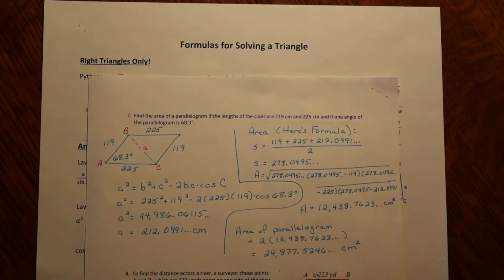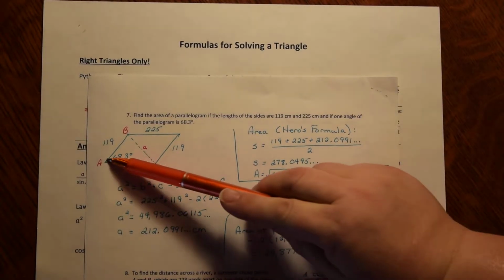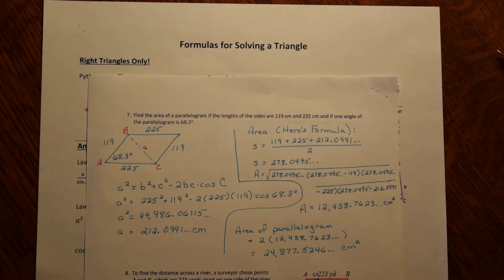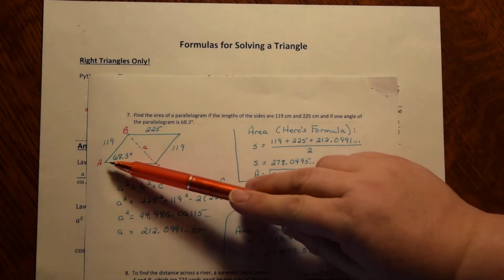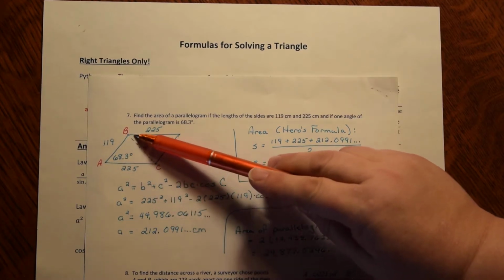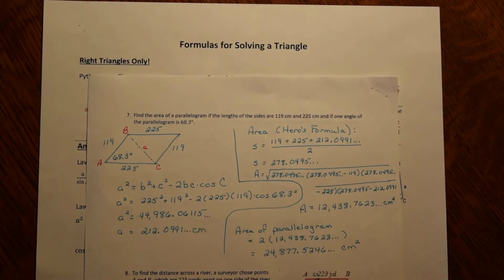It says find the area of a parallelogram if the lengths of the sides are 119 and 225 centimeters, and if one angle of the parallelogram is 68.3 degrees. Well, if you draw the parallelogram, this angle is acute, this one's obtuse. So this one is the one that's going to be 68.3 degrees.